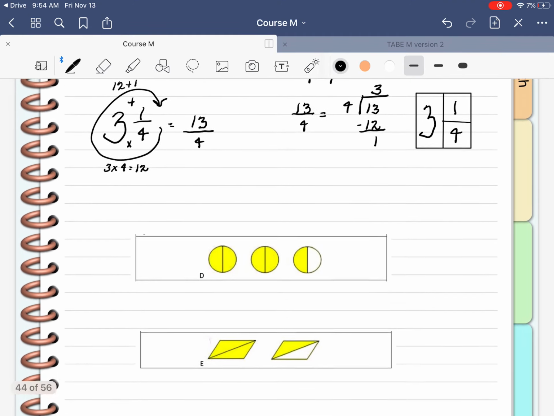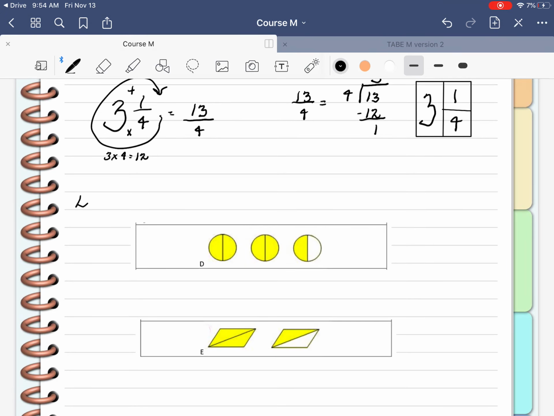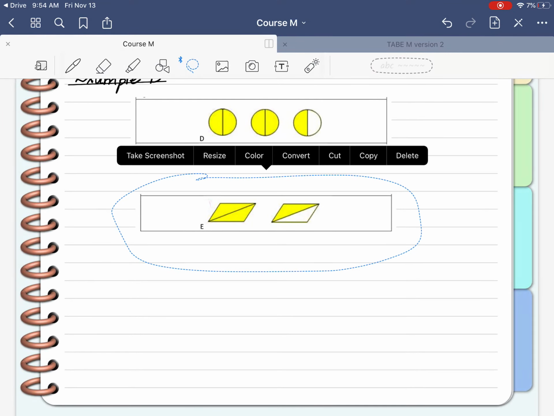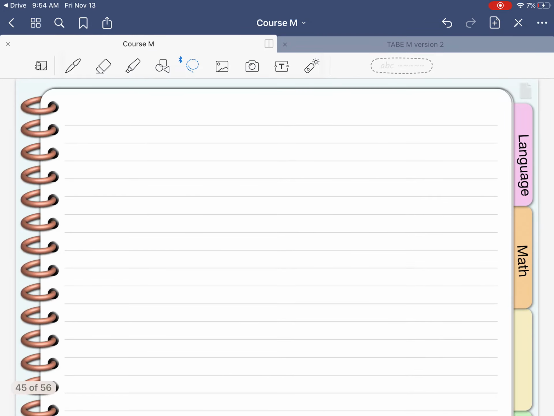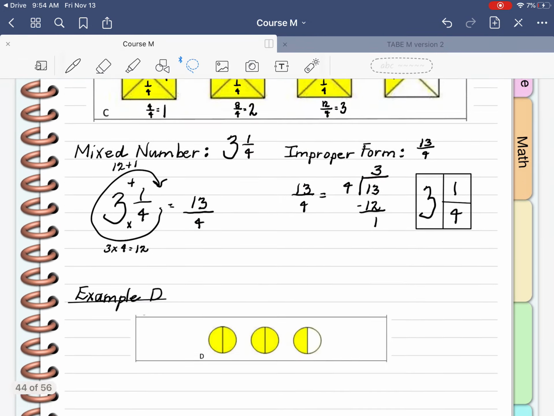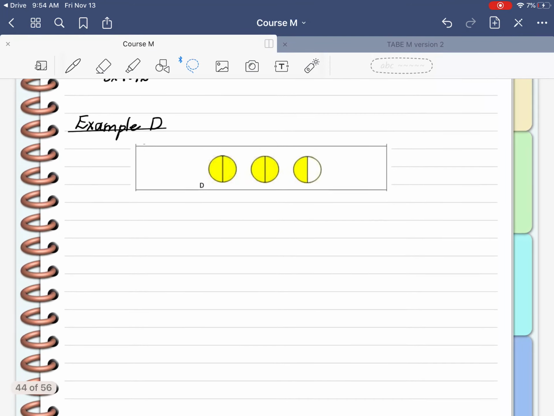Okay, here is example D. And I may need another page. I'm not sure. I think I will. If you don't, that is okay. Just use whatever space you need to in your notebook. Okay, example D, I want to enlarge that just a bit.